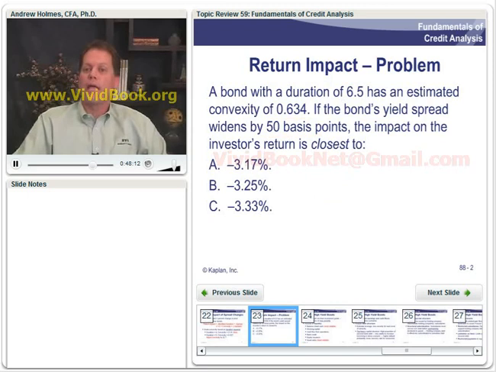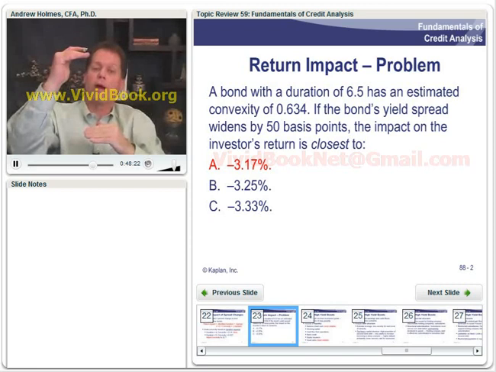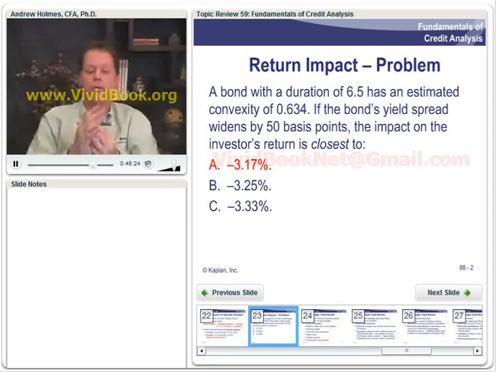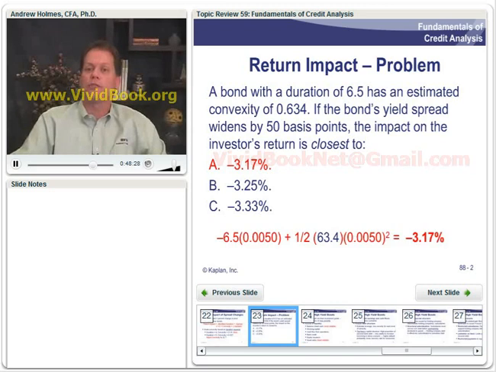What we're going to see is that the anticipated price change is going to be 3.17%. Yields are going to widen, so we're going to see an increase in the required return going up. So if yields go up, then prices are going down. In this case, minus 3.17%. And here's the formula: 6.5 times the change in yields, plus 1/2 times 63.4 times the change in yield squared.